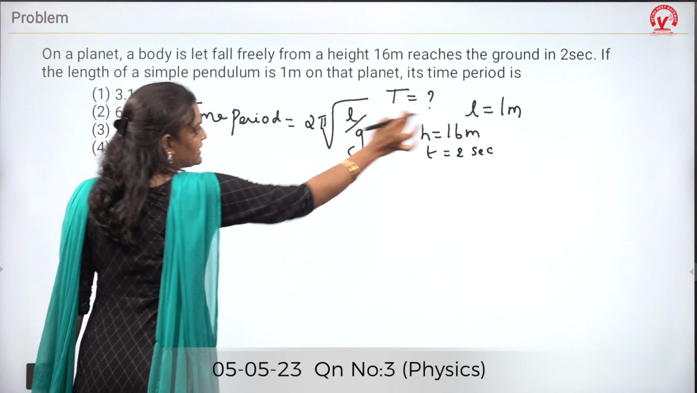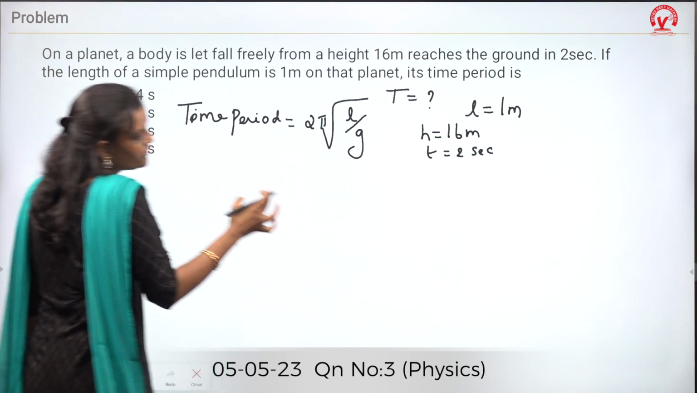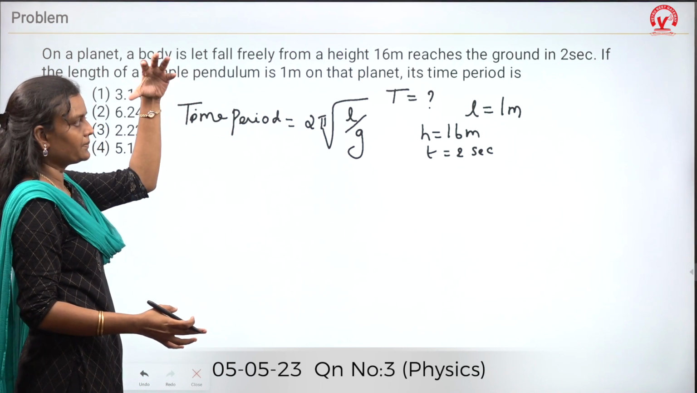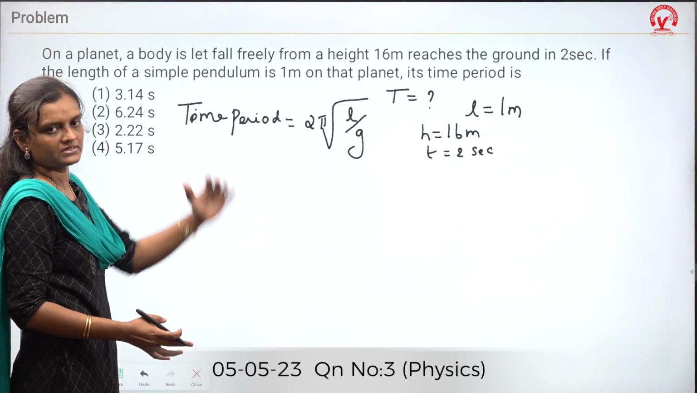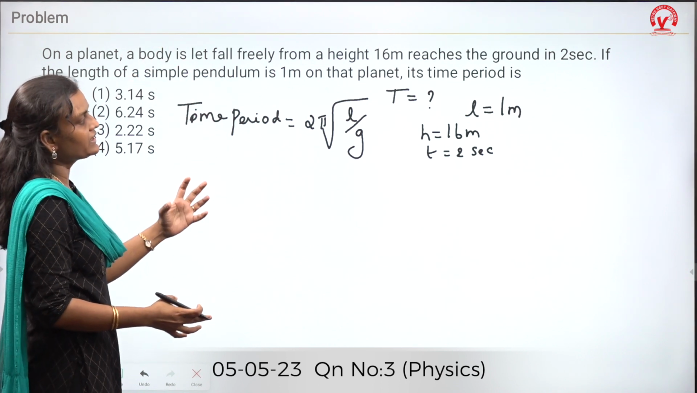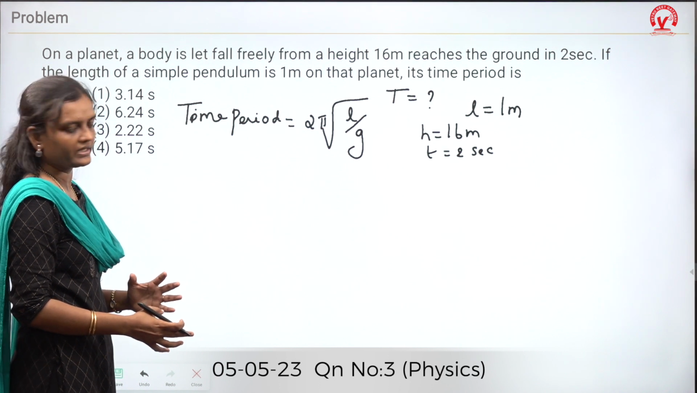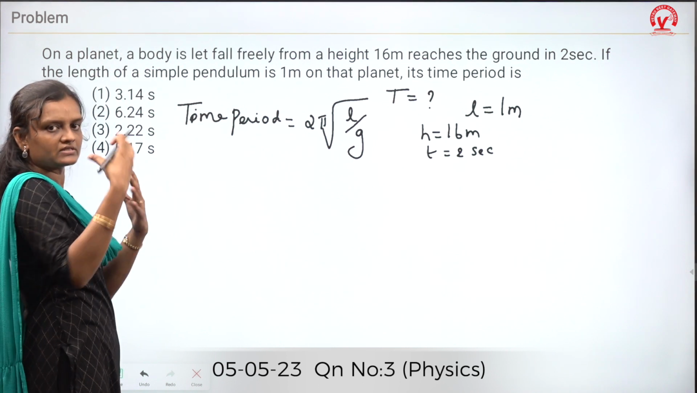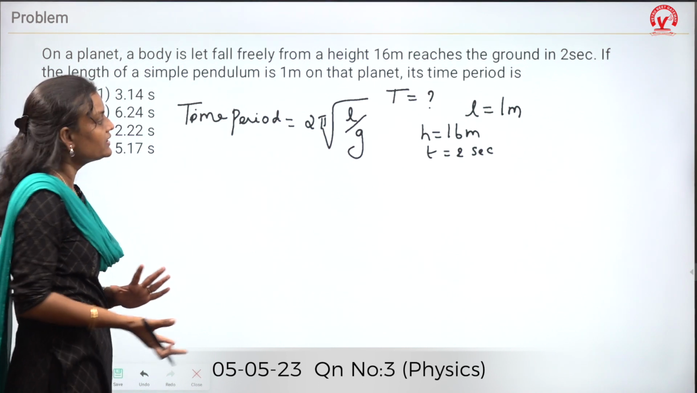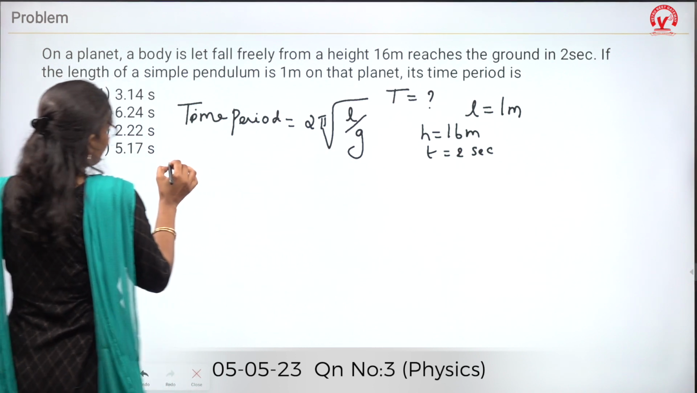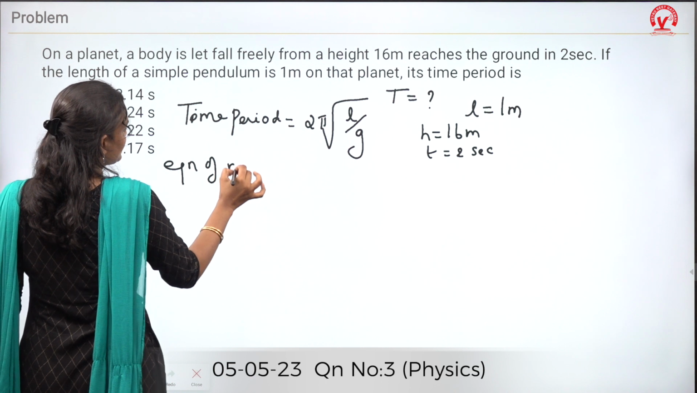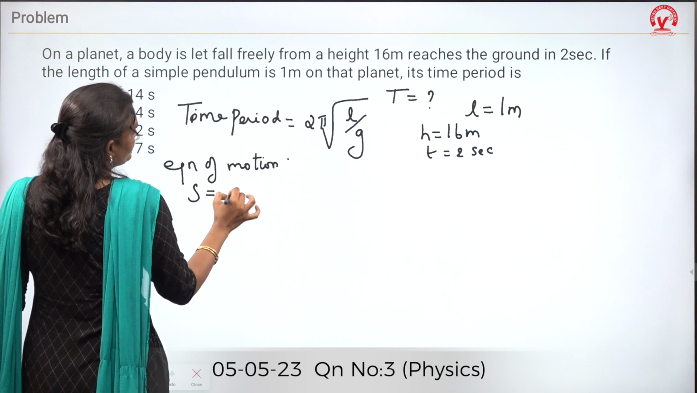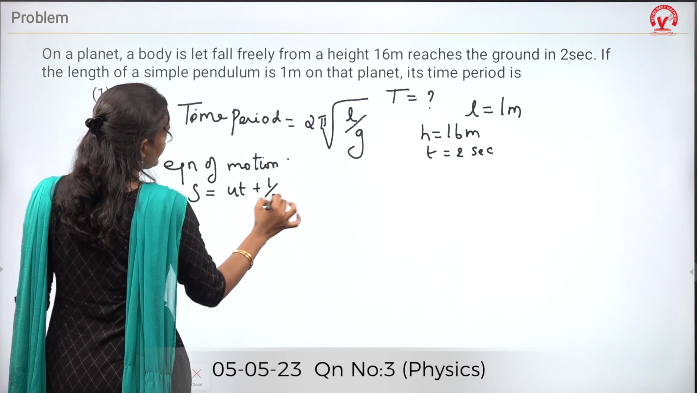Here we know length is equal to 1 meter, but we don't know the g value, because if some object is falling to the ground on the earth, we take acceleration due to gravity as 9.8. Here the object is falling on some planet, so the acceleration due to gravity may vary. So we need to use the equation of motion. According to the kinematic equation of motion, S is equal to ut plus half a t square.